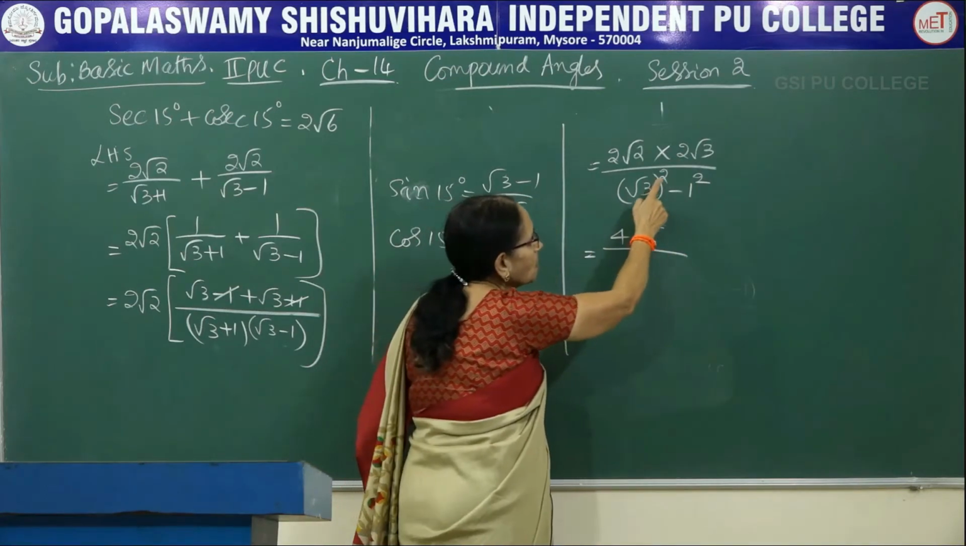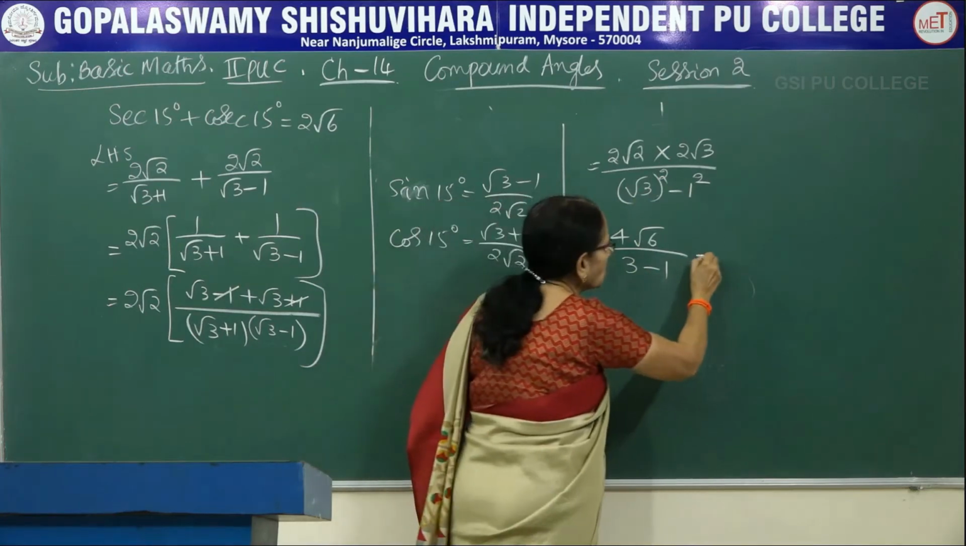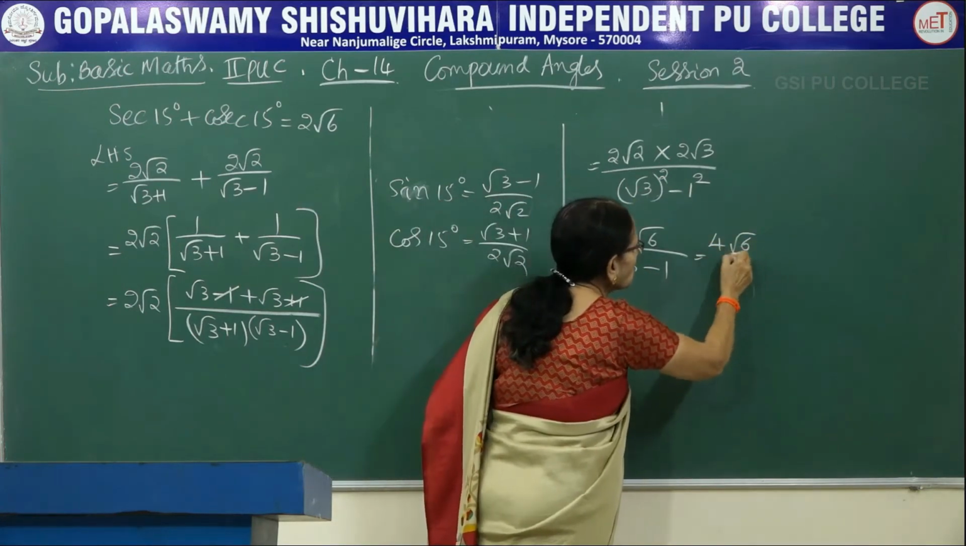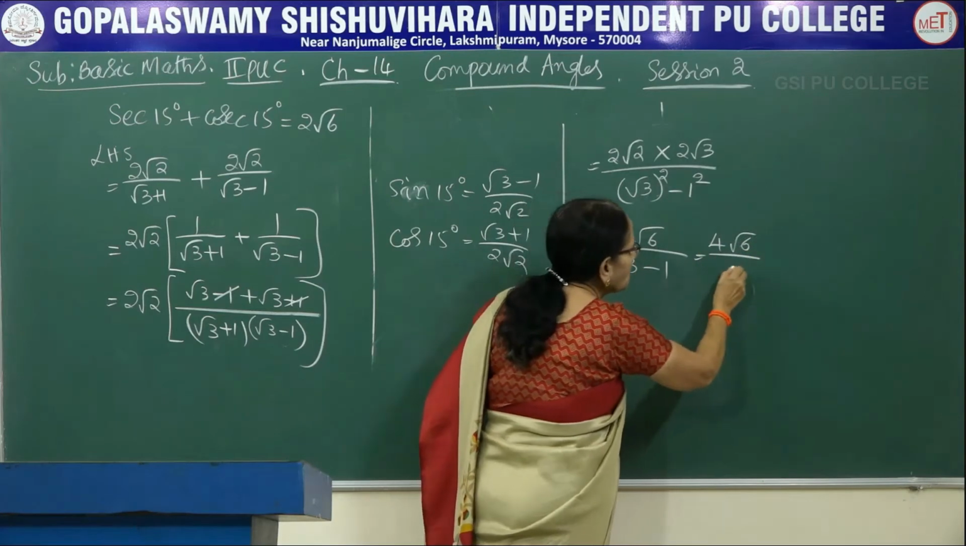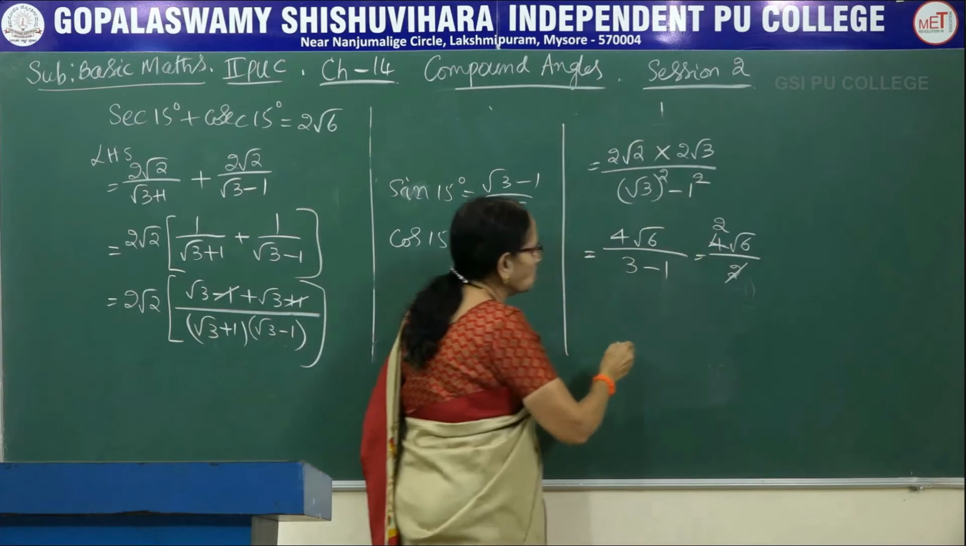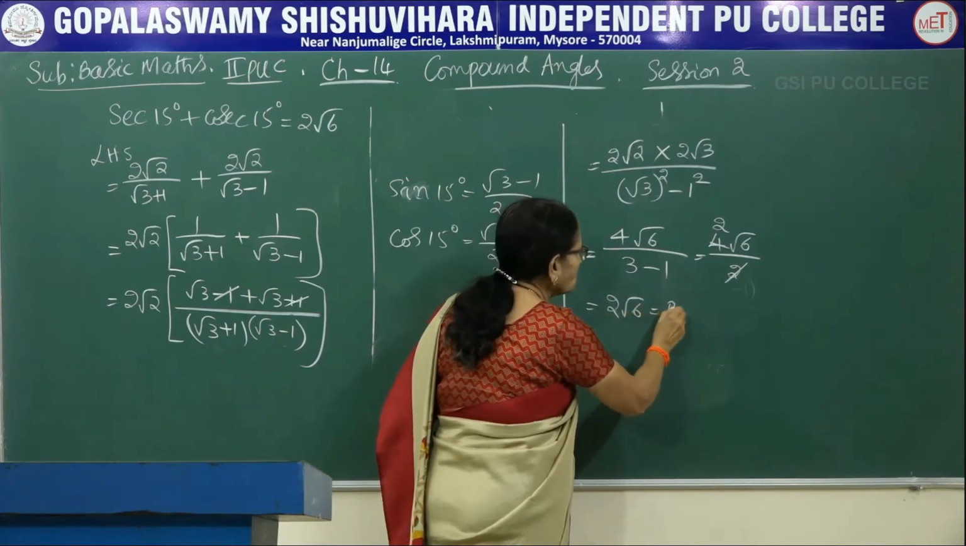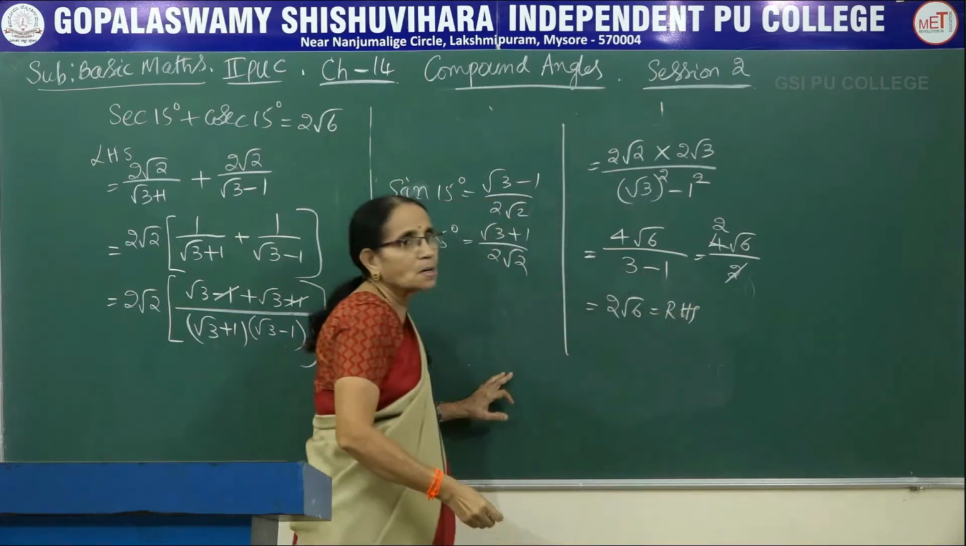Now root 3 whole square is 3 minus 1. That would be equal to 4 into root 6 divided by 3 minus 1, which is 2. You can cancel the 2s. So this is equal to 2 into root 6, which is nothing but the right hand side.